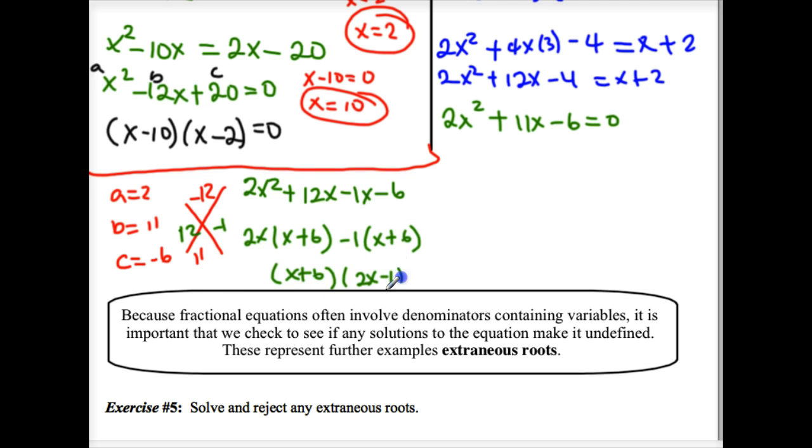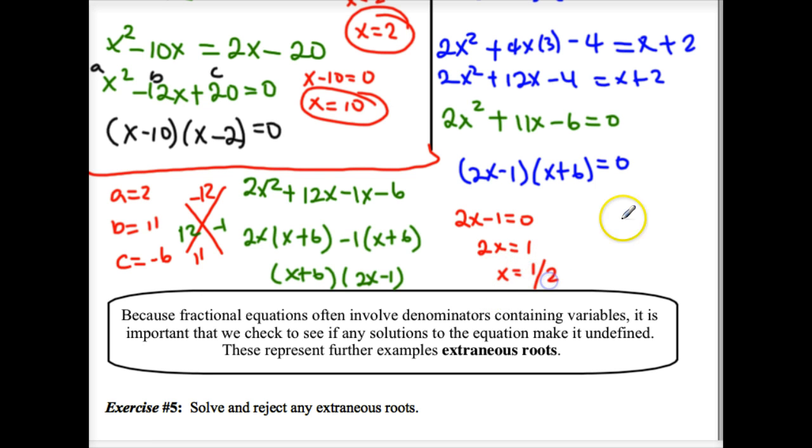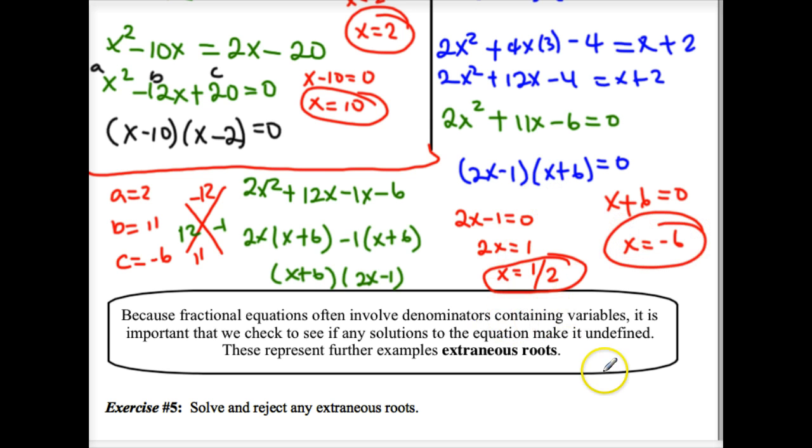So this was a quick refresher. So this is actually going to be 2x minus 1 and x plus 6 equals 0. Now branch this off. I have 2x minus 1 is equal to 0, which means 2x is equal to 1, x is equal to 1/2, and then I have x plus 6 is equal to 0, which means x is equal to negative 6.